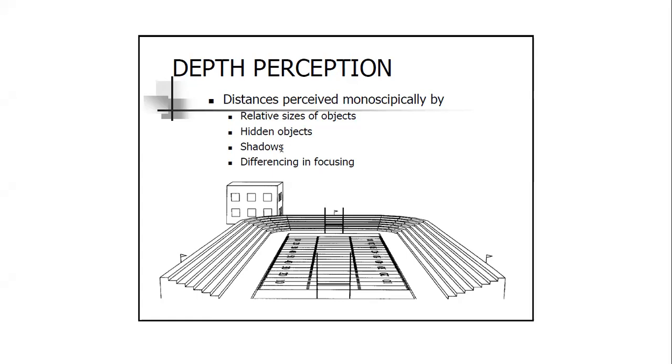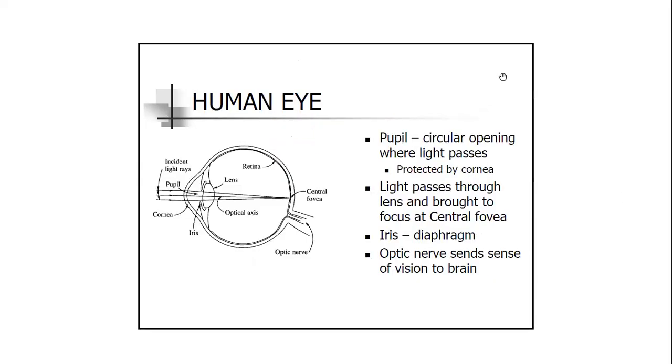We can look at the sun, for example. The shadows that the sun casts can give us an idea of where the sun itself is, etc. Then difference in focusing. If an object is far, then you have to really change the focus to get it when you use a camera. So these are a few ways of determining how far objects are from us.